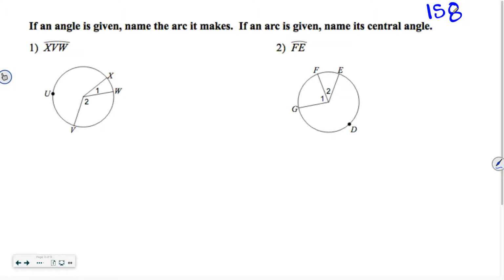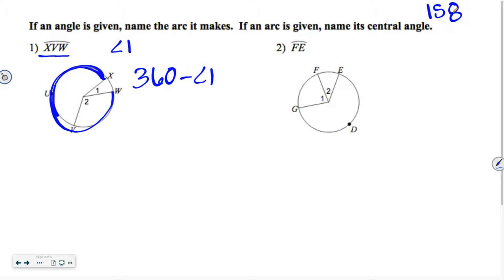Okay, so here they said, we want to know what is this arc. So if I go from X and I go past V all the way to W, okay? And so this is an arc. And so do you see how it's not angle 1? Okay, it's not angle 1, but it would be 360 degrees minus angle 1 because it's all the way around. Okay, from X past V all the way to W.